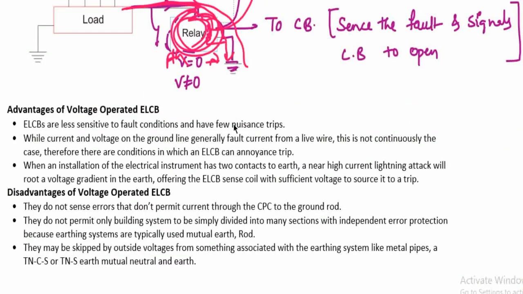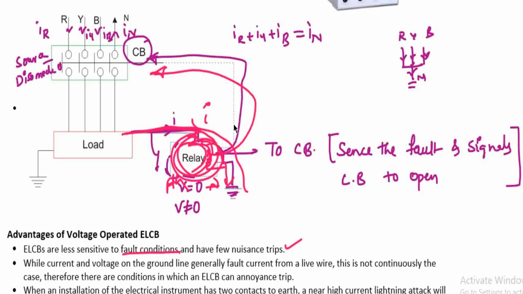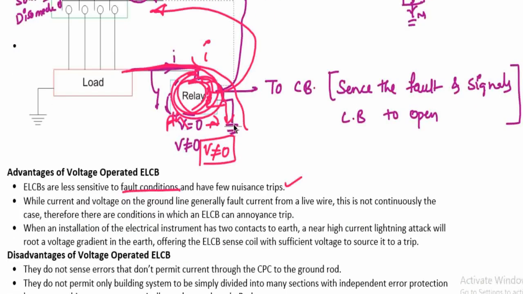Now let us see the advantages and disadvantages of ELCB. These ELCBs are less sensitive to fault conditions and have few nuisance trips. For any voltage not equal to 0, this ELCB will be tripped. So this happens for very small voltage also. That's why there will be nuisance trips, frequent tripping of the circuit supply. Okay, this is one advantage.